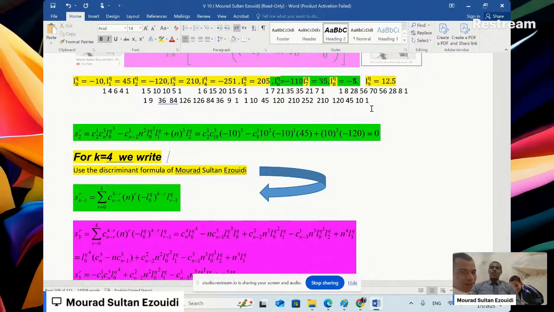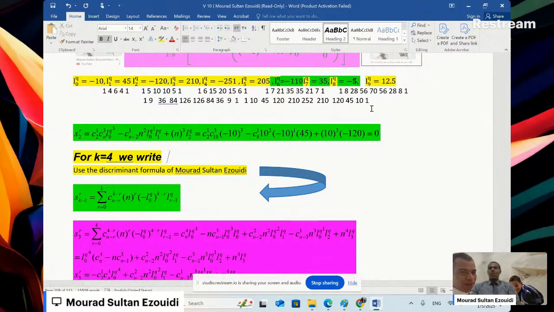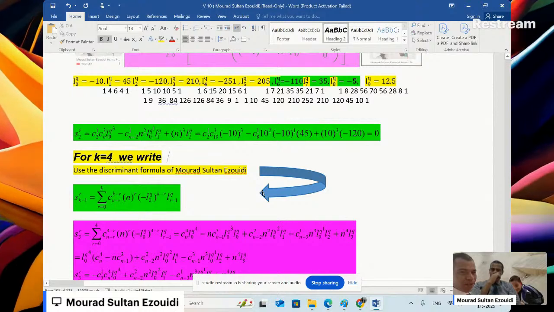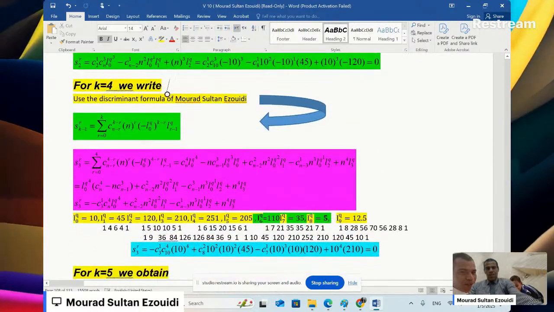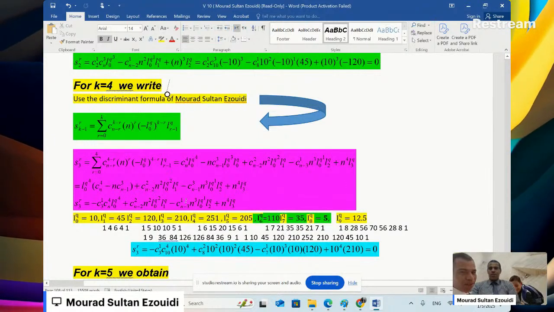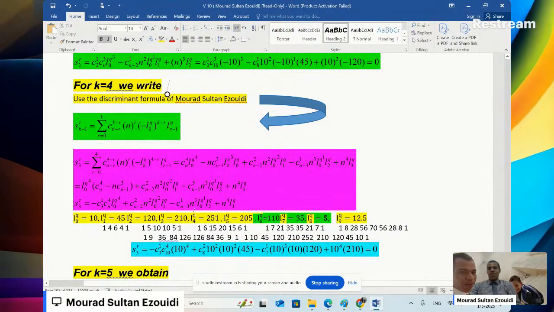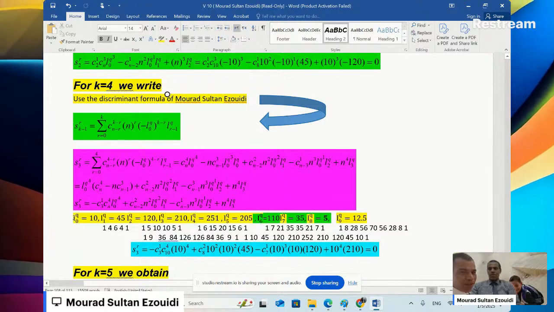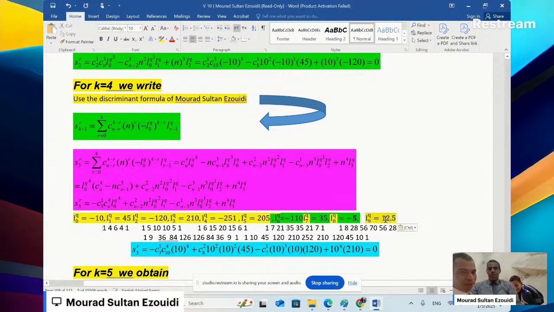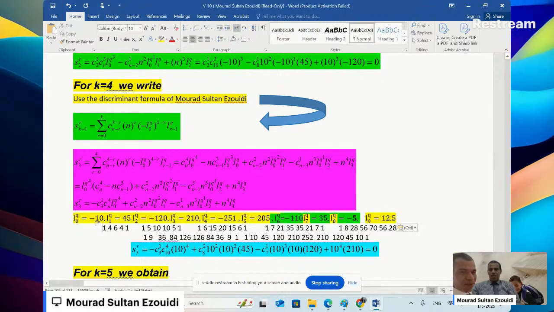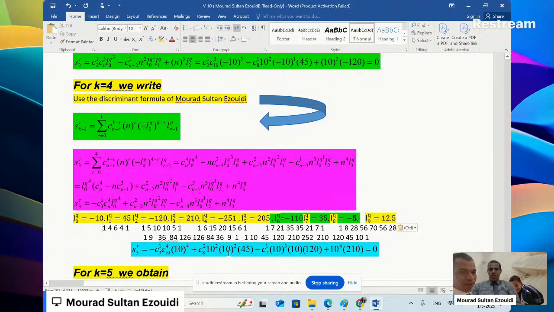To find S3, you should put K equal 4 in the decimal formula, make your own expansion, and try to write the last formula in its lowest term as your mathematical teacher did. Now I'm going to change this one because the coefficient had been changed. As L0 is negative 10, I should replace it here with negative 10.